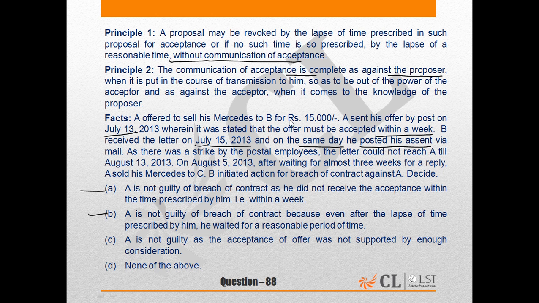Now, from the facts, we can easily see that the communication was sent by B on the same day. It was put in the course of transmission, and principle 2 says the communication of acceptance is complete as against the proposer when it is put in the course of transmission to him. So, as B has put the letter in the course of transmission, the communication for the proposer stands complete.